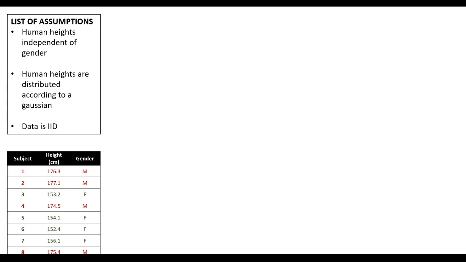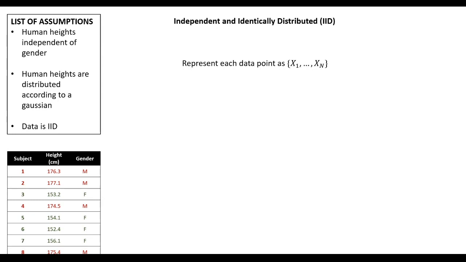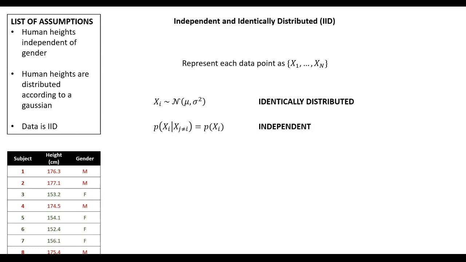To do this, we need to make an assumption on our data, namely assuming that they are independent and identically distributed, IID. This is a very important assumption in statistics and states that we can represent each data point with random variables x1 to xn. All of these random variables are identically distributed with the Gaussian parameterized by mu and sigma squared, the same Gaussian. Additionally, they're independent, meaning that any one random variable does not affect another.